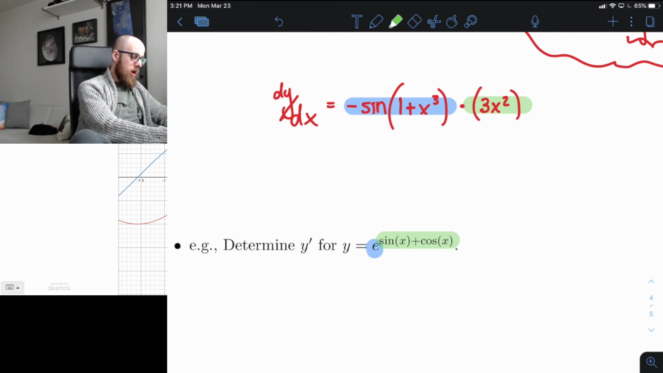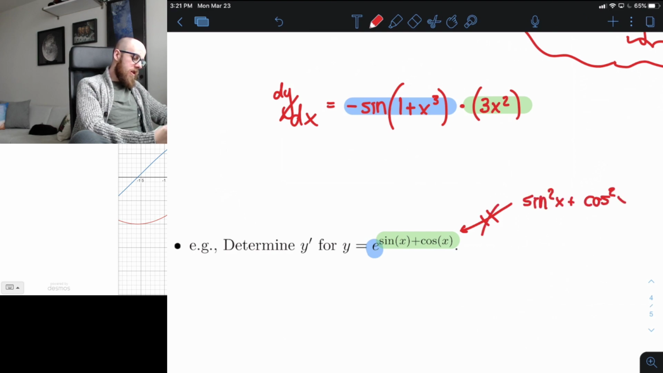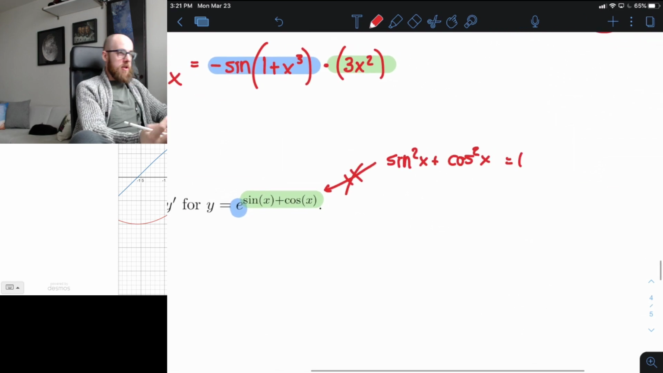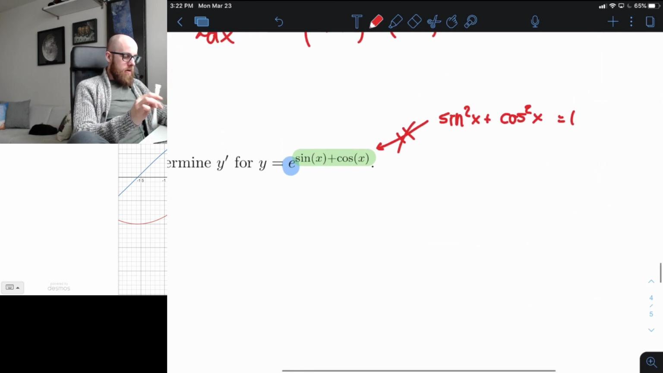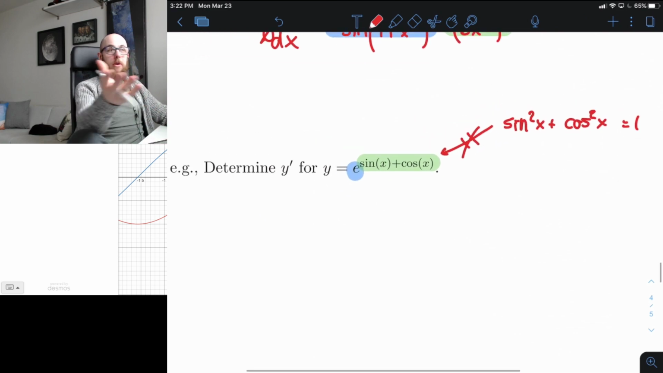The only identity that we have is sine squared x plus cos squared x equals 1. But not sine x plus cos x. That doesn't help us anyway. So I can't apply a trig identity here, although that's a good point.